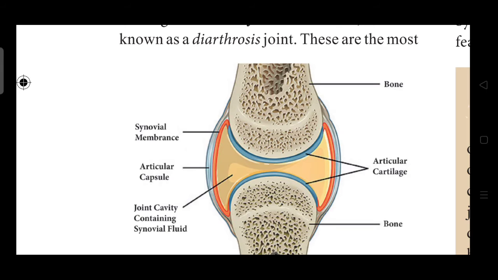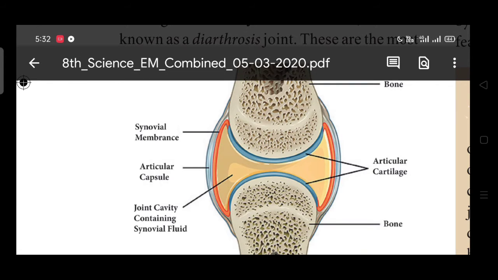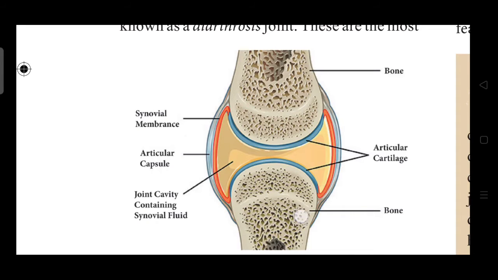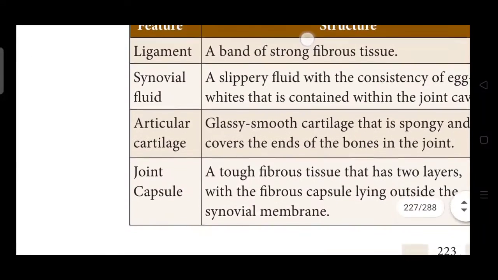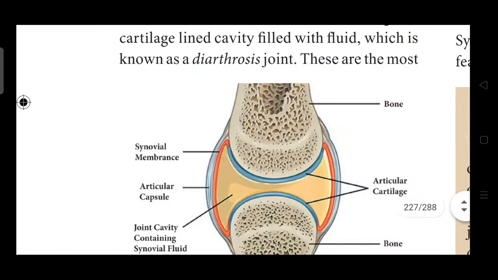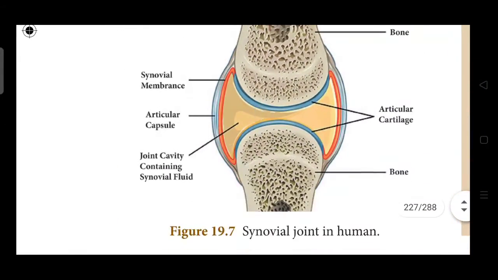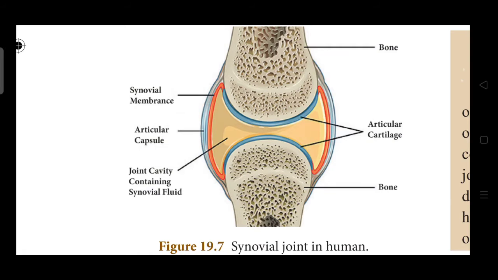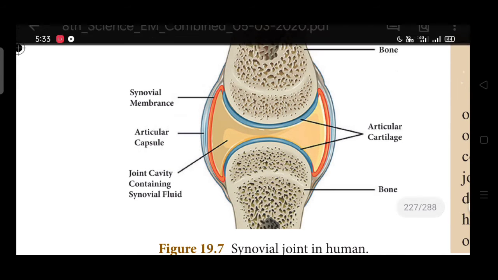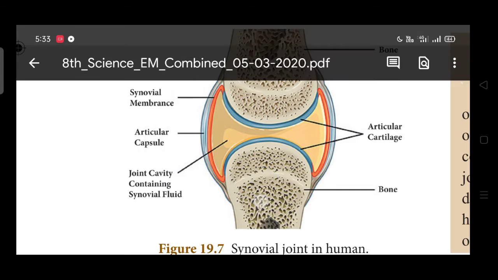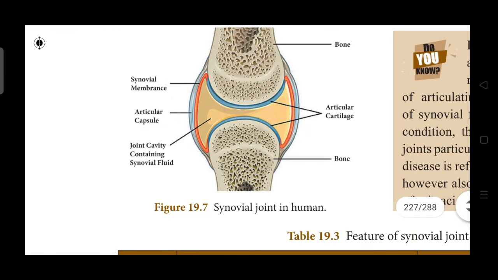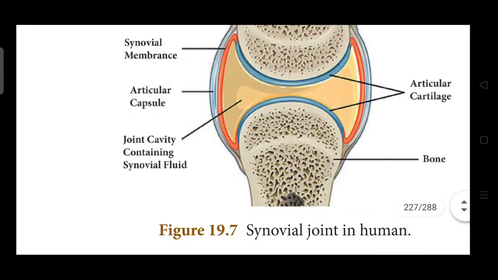And these two bones are connected by a membrane called the synovial membrane. This red line is the synovial membrane. Above the synovial membrane there is another layer, the joint capsule. The joint capsule is present above the synovial membrane, and these two bones are connected by a band, that is the ligament. And the articular space is here.